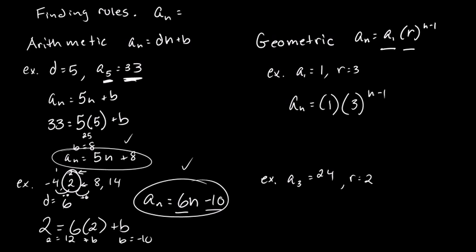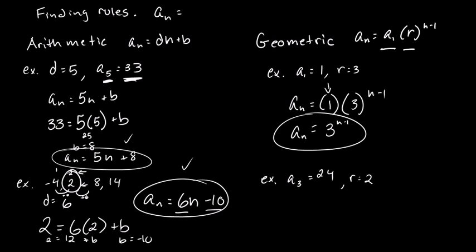I actually don't need to find anything here. Since this means I'm just multiplying by 1, I don't even need to write it. So a sub n equals 3 to the n minus first power. In my bottom example for geometric, I actually do need to find it.